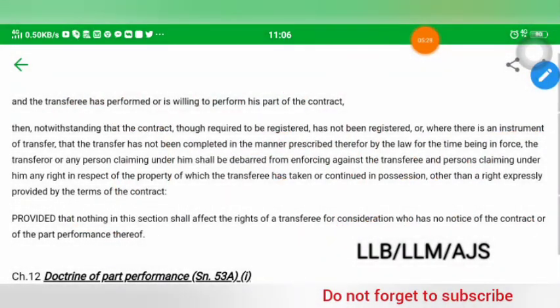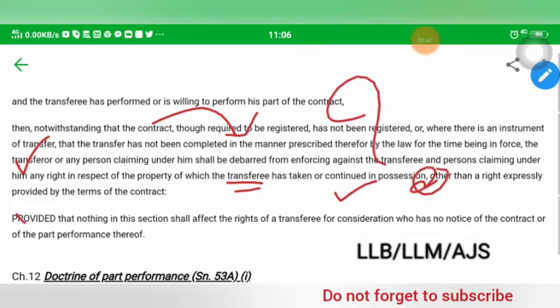Then the transferor or any person claiming under him shall be debarred from enforcing against the transferee and persons claiming under him any right in respect of the property of which the transferee has taken or continued in possession, other than a right expressly provided by the terms of the contract. So what does it mean? Provided that nothing in this section shall affect the right of a transferee for consideration who has no notice of the contract or of the part performance thereof.